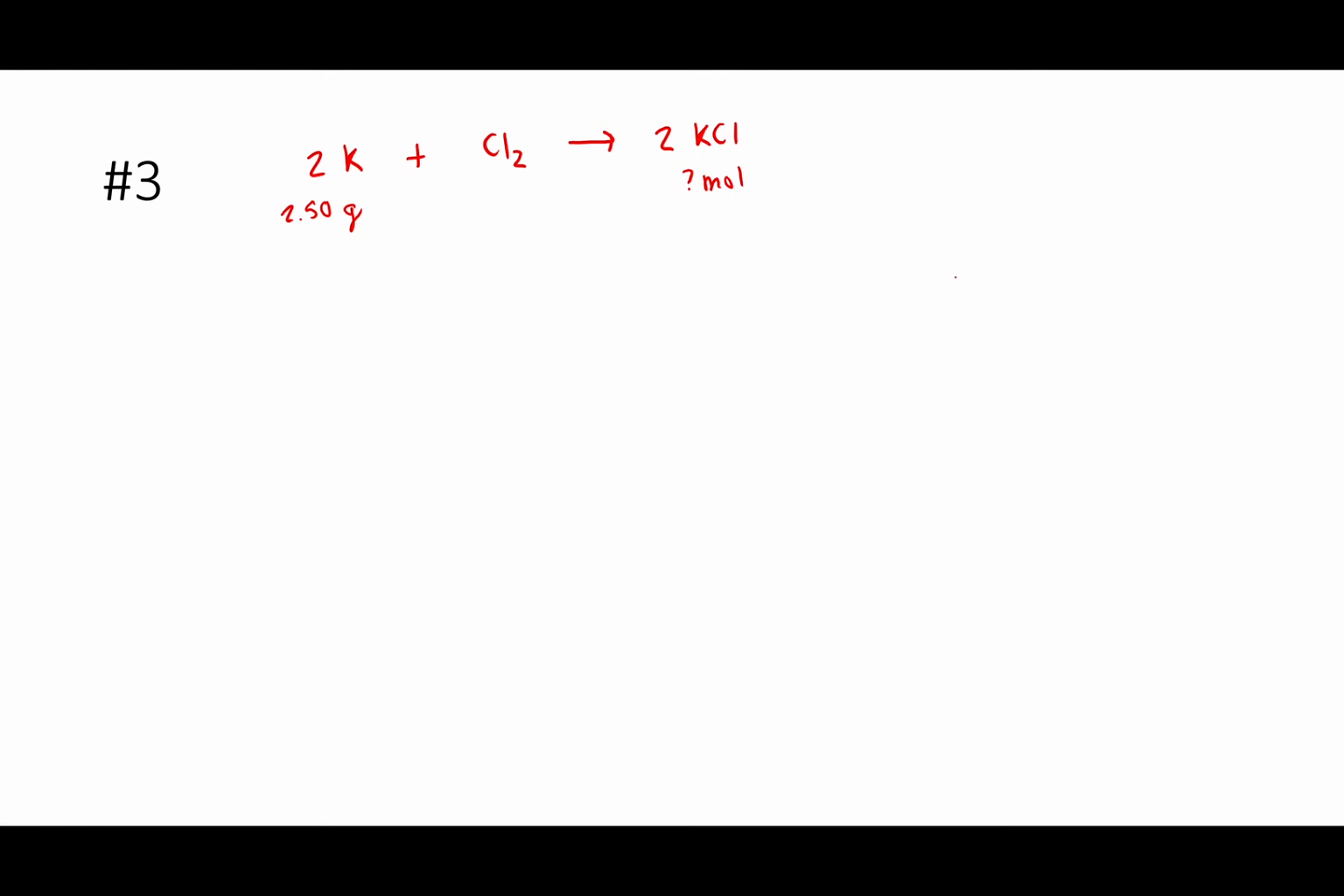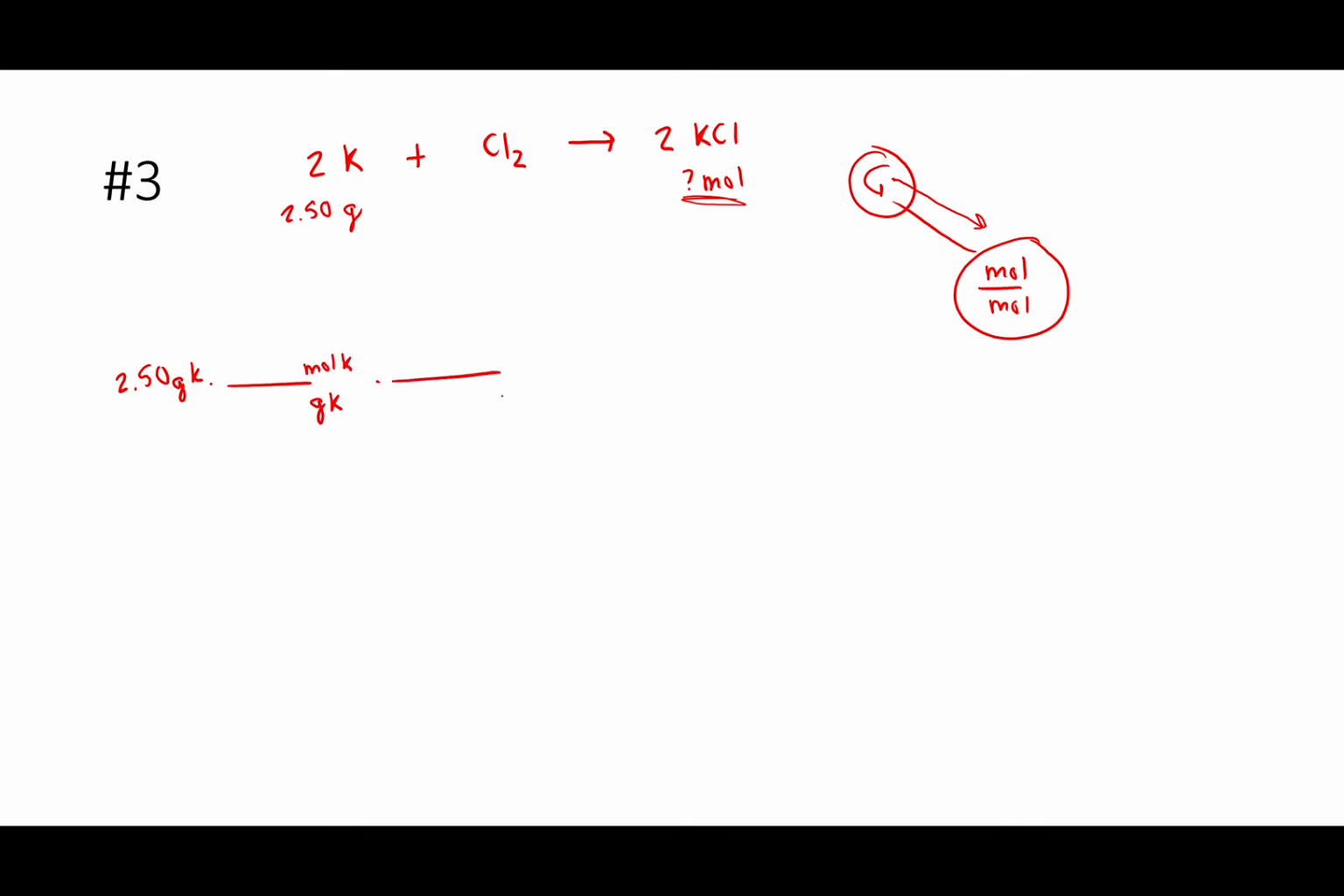So on this problem, I'm still starting with Mole Island, and I'm going to work my way. I'm starting on Gram Island this time with my grams of K. I'm going to work moles to moles, and then I don't have to leave because that problem wants moles of KCl. So 2.50 grams of K, grams of potassium to moles of potassium, moles of potassium to moles of KCl.